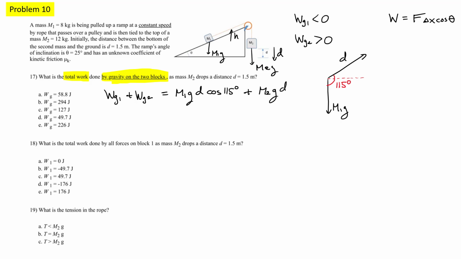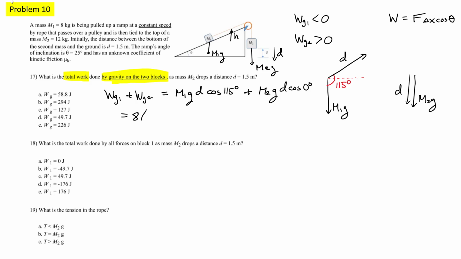The displacement is d, multiplied by cosine of 0 degrees, because the force on block number 2 is acting down, m2g, and my displacement is also down, d, 1.5 meters. So there is 0 degrees. Those two vectors are parallel to each other. So at this point, you just substitute in the values.